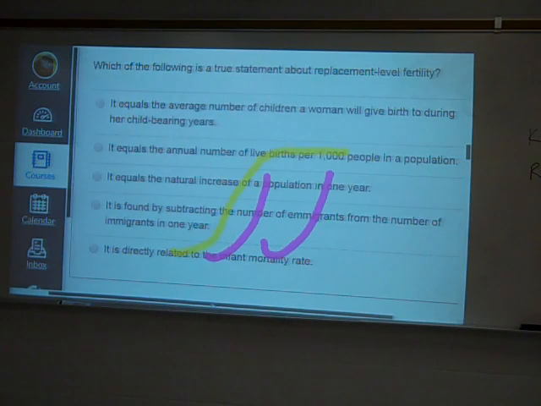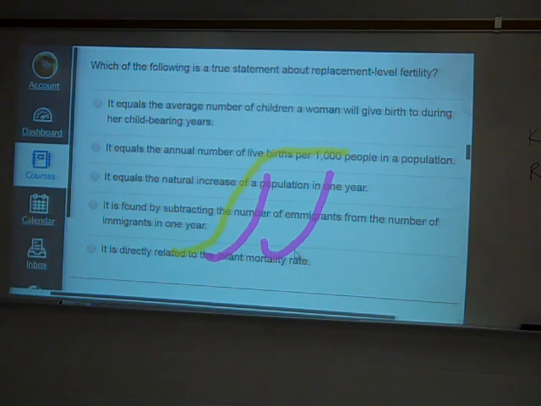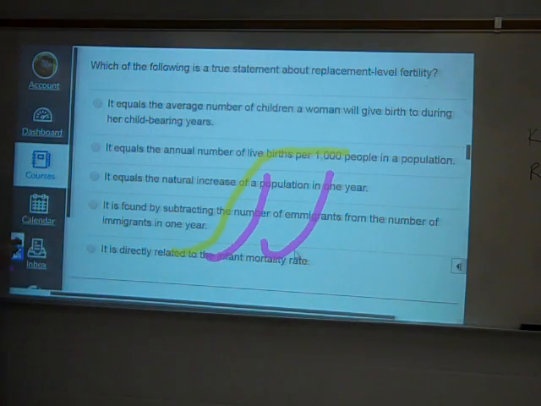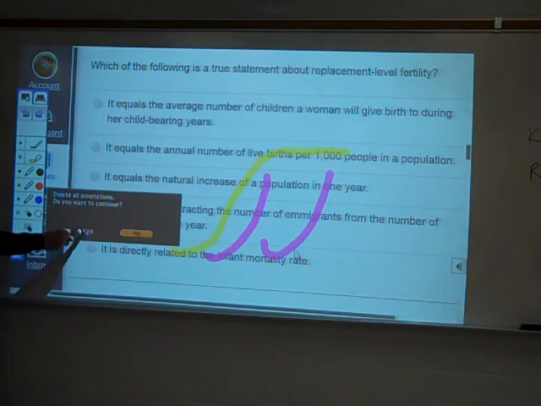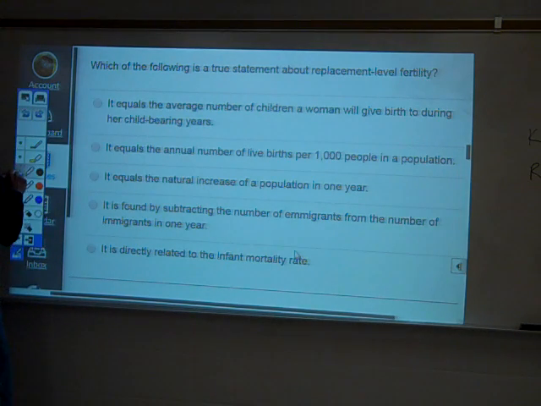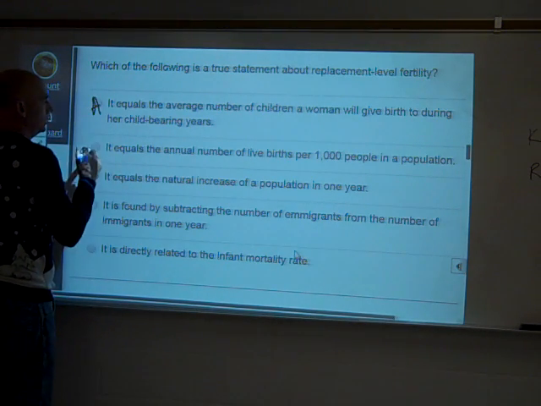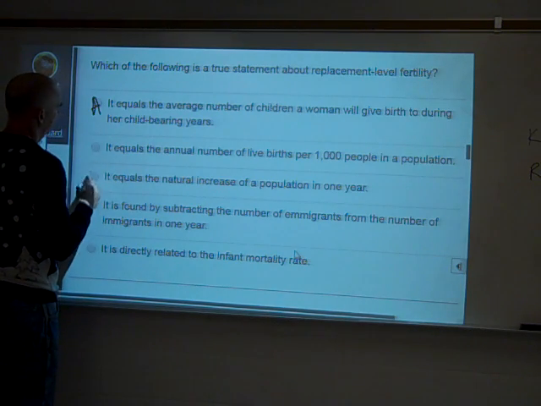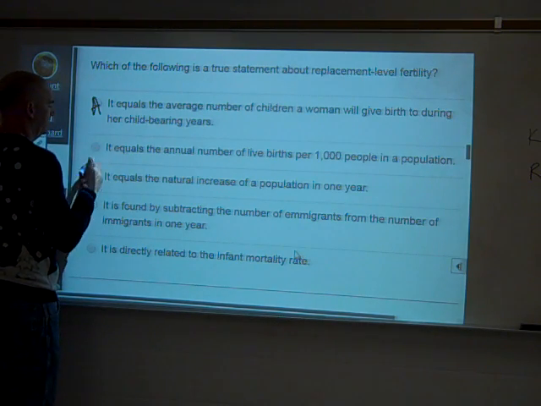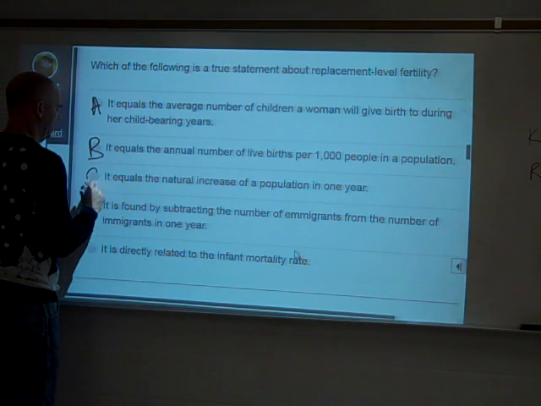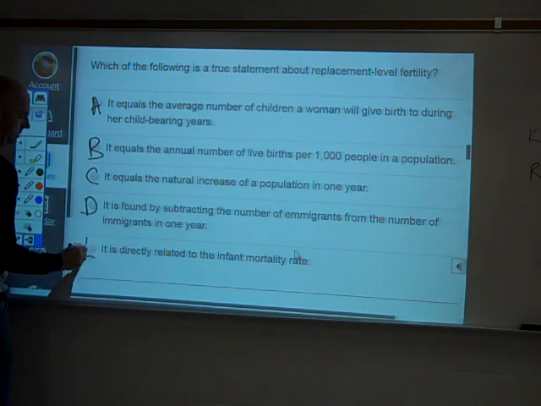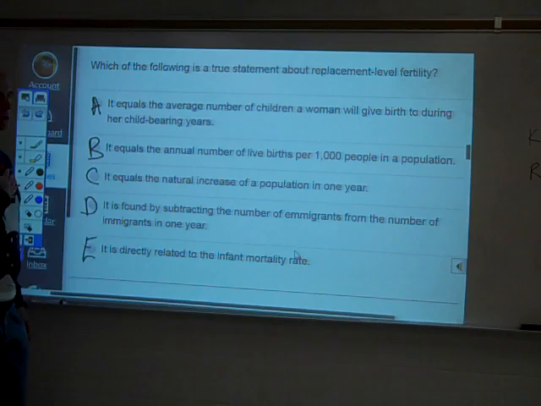Yeah, this is a good question. A lot of people miss it. So let's do this one. Which of the following is true about replacement level fertility? Can't do my ABCs. Replacement level fertility. Can you guys go back and read this? Can you read all these all the way down here? Okay, so I'll let you go ahead and read through that and put your answers here when you got it.